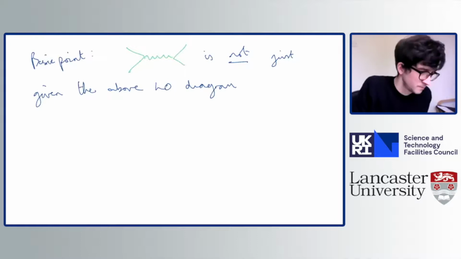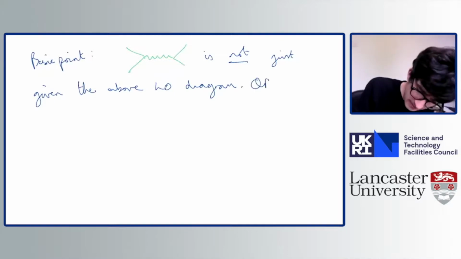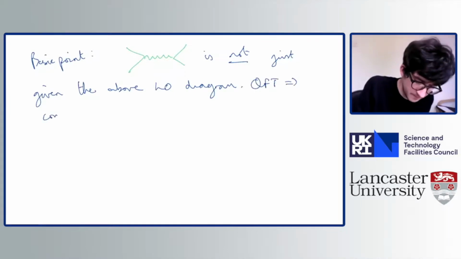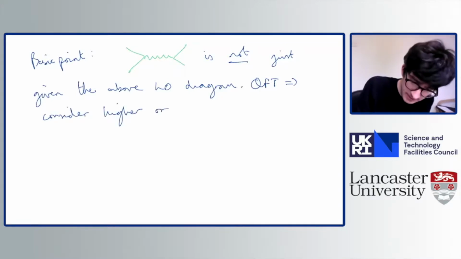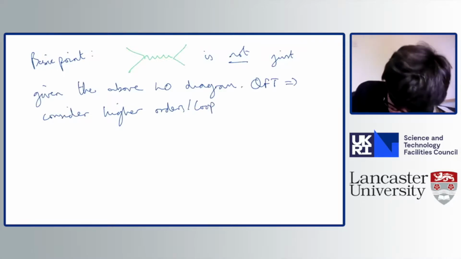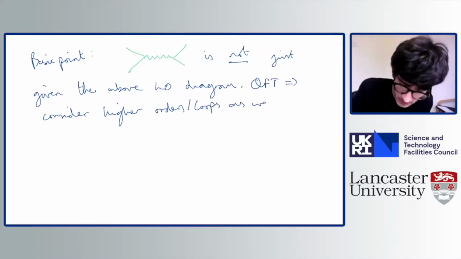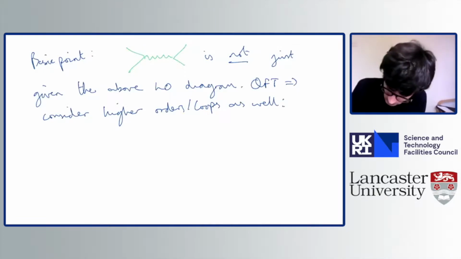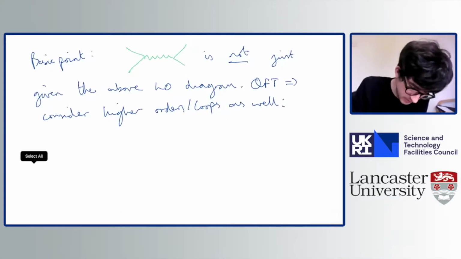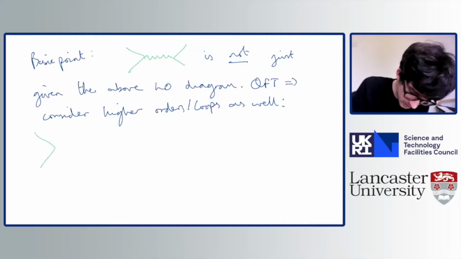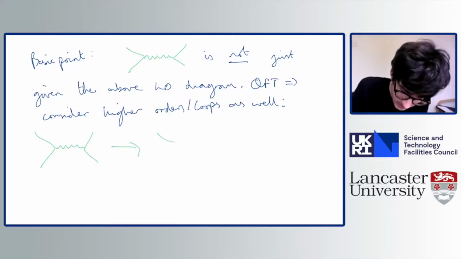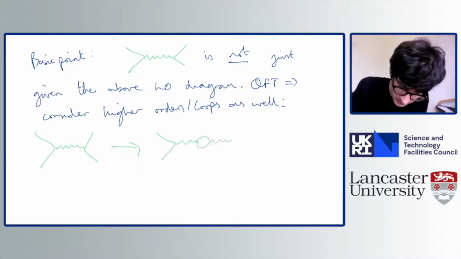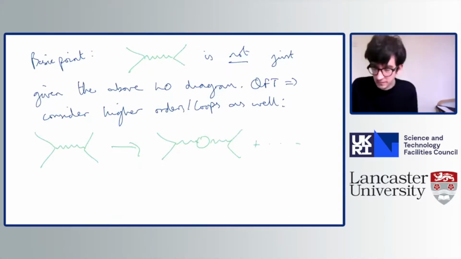Okay. So QFT tells us to consider higher orders, and in particular in this context, loop contributions as well. Loops as well. So let me draw that as some examples. So yes, that's the leading order result as we just wrote it, but beyond that, one needs to include things like this and even things beyond that.